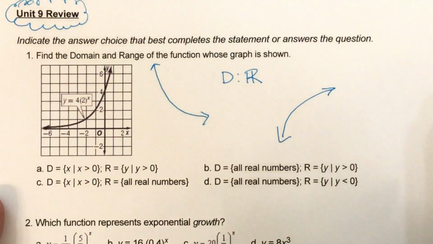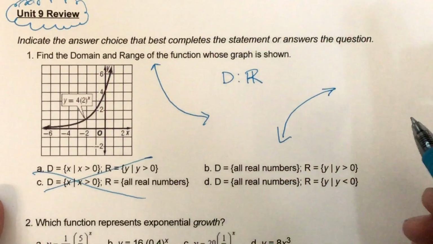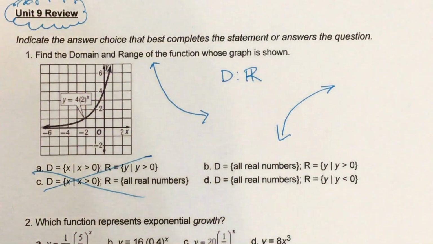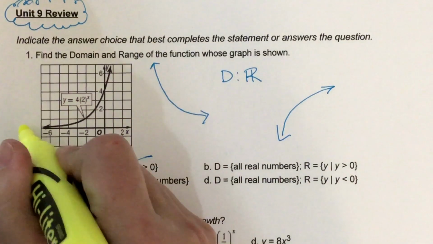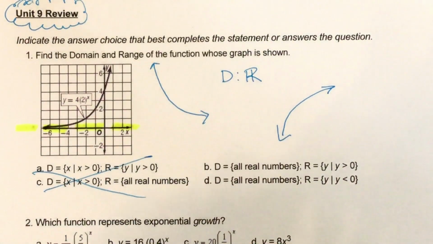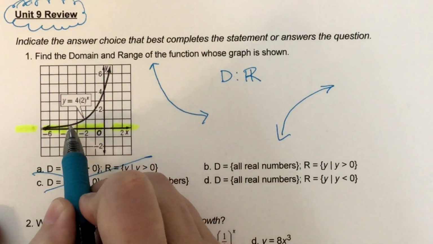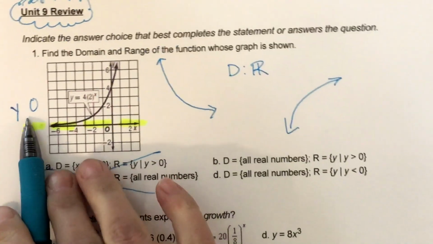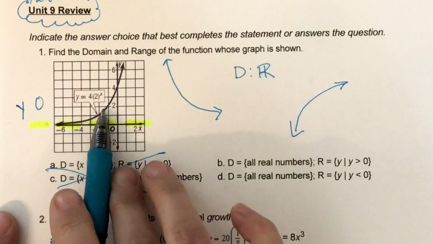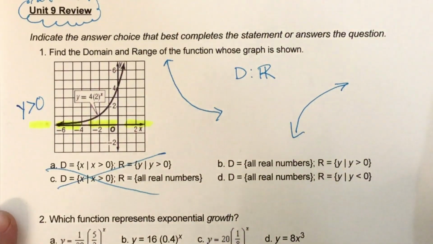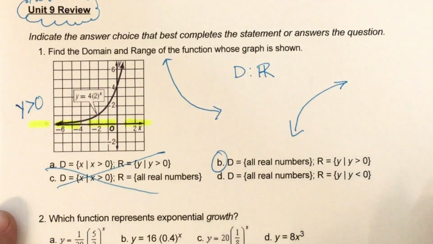Okay, so I need a domain of all real numbers, which means those two are out. So both of these have the right domain. And then range. These exponential functions have horizontal asymptotes. This one's horizontal asymptote is right on top of the x-axis, which means this graph is getting ready to touch a y value of 0, but it's not going to get there, so I can't put an equal sign. And then the graph goes up, up, up, which means the y's get greater. So that is answer choice B.